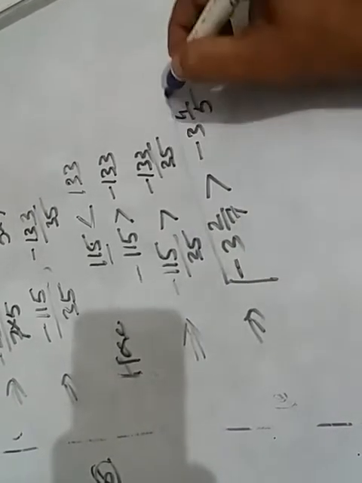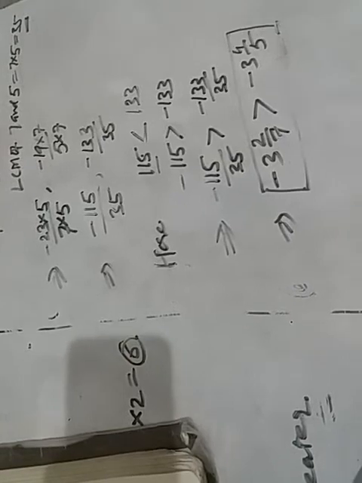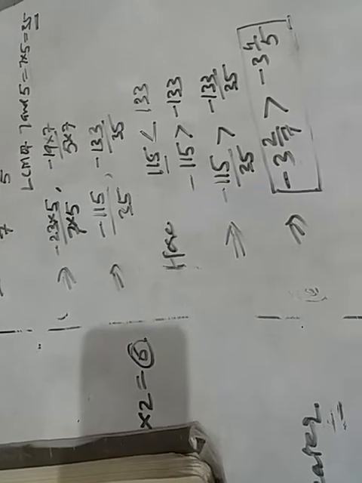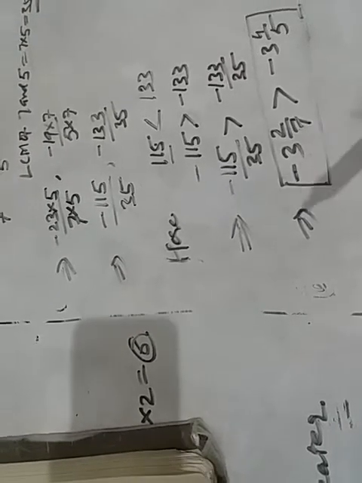So children, this is how we have to proceed. Now what is the last question? Write the following rational numbers in ascending order. Same process we have to follow. First make all the denominators the same, then compare the numerators and proceed. Let us see one question, write in ascending order.